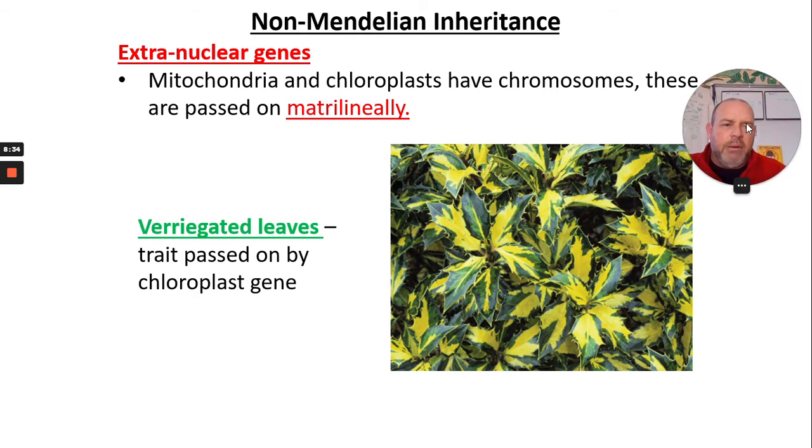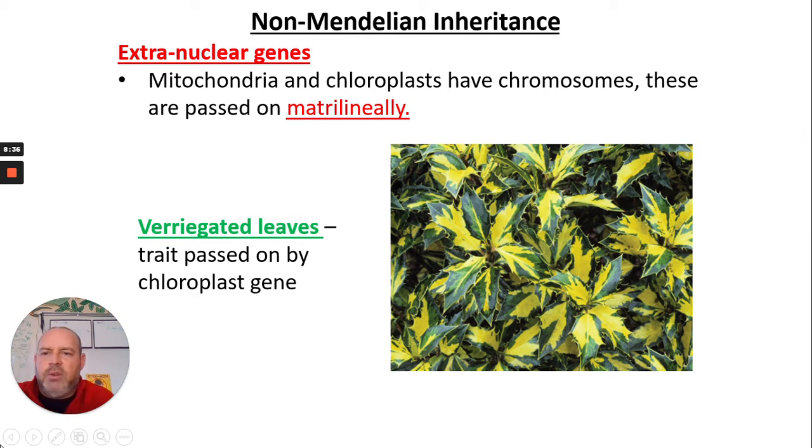So now we're going to get into a few other things here, a few miscellaneous genetic topics. Non-Mendelian inheritance is the title of this slide, so things that don't follow Mendelian patterns. We have extranuclear genes, so genes that are outside of the nucleus. And remember, mitochondria and chloroplasts have their own DNA. They have chromosomes. And these get passed on matrilineally, or through the mother. And so that's not Mendelian, right?